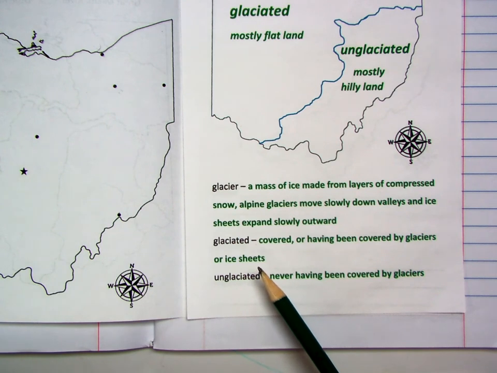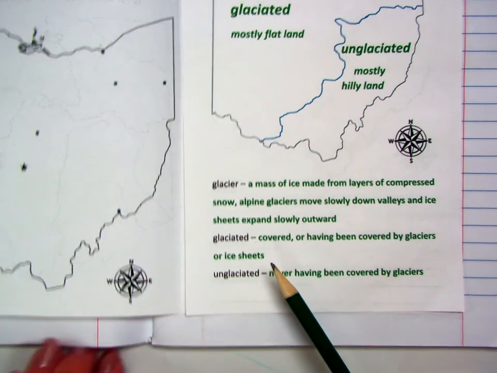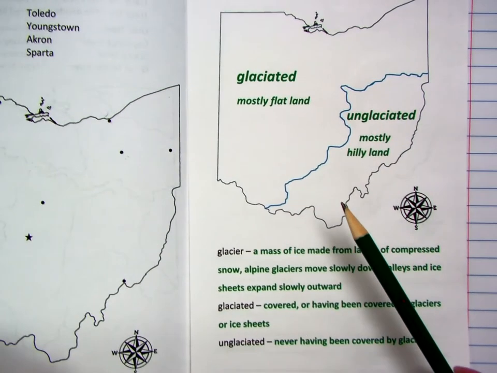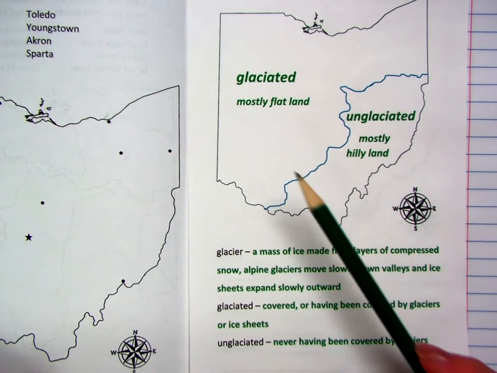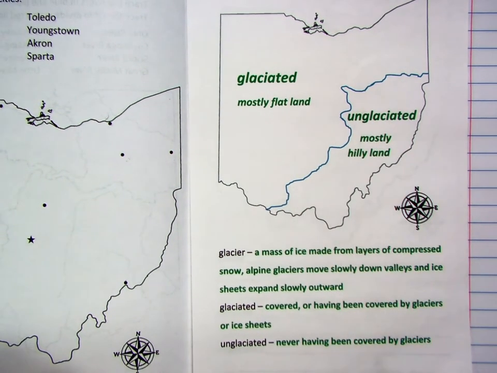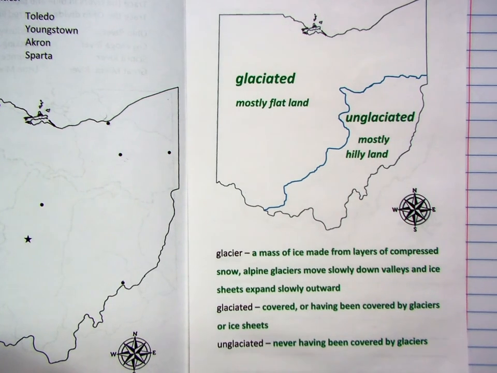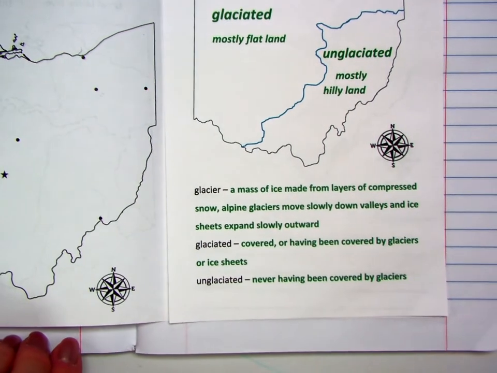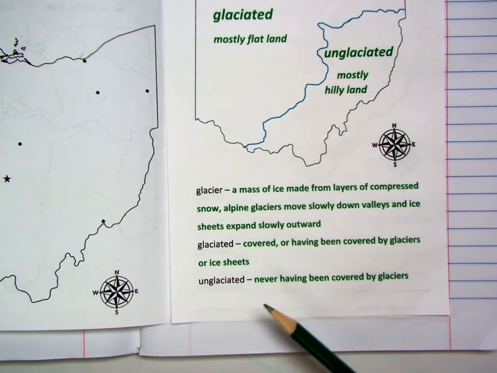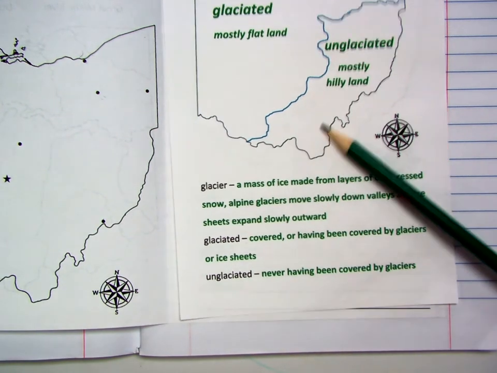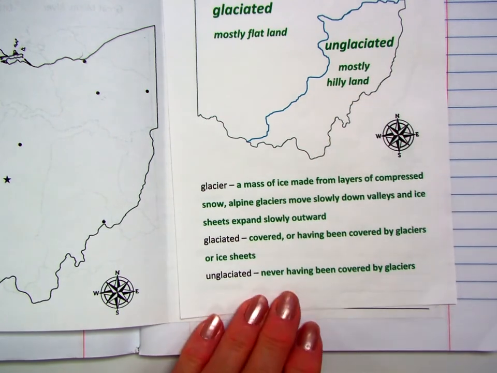Antarctica is glaciated. Greenland is glaciated. Most of Canada and part of North America is glaciated. This is the part of Ohio that is glaciated, which means that it was covered by glaciers during the Ice Age. And unglaciated means never having been covered by glaciers. So this part of Ohio is unglaciated.